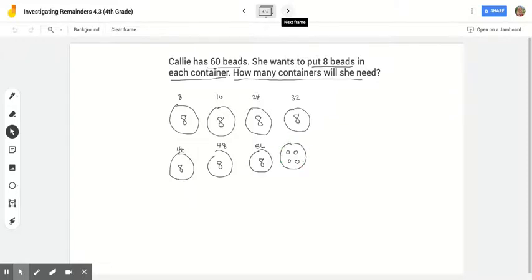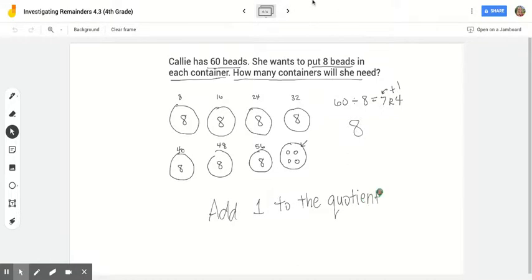So even though the answer is 7 remainder 4, what we are actually going to do is add 1 to the 7 because we're going to need that extra container. So we're going to say the answer in this case is 8. So in this case, we add 1 to the quotient. All right, let's move on.